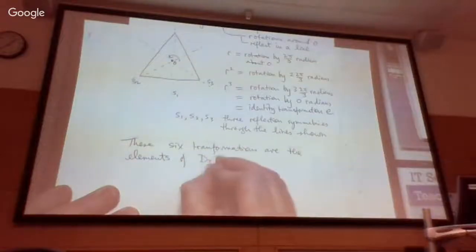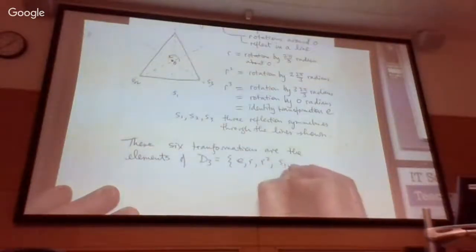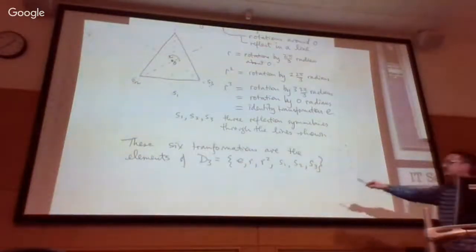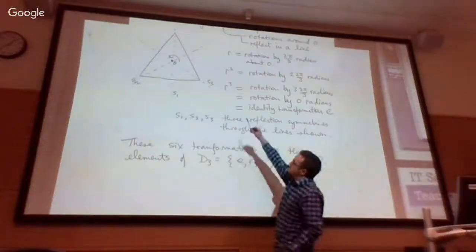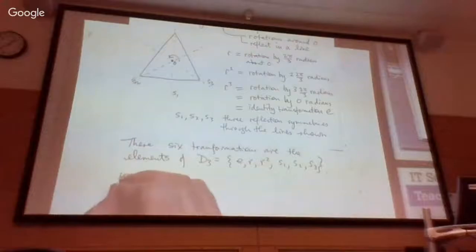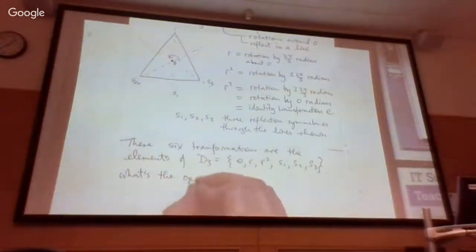The elements of D3, which is the dihedral group of index 3. So it's the group of all symmetries of the regular triangle. Now, okay, this question of closure you raised. What's the operation? I haven't said explicitly what the operation is.